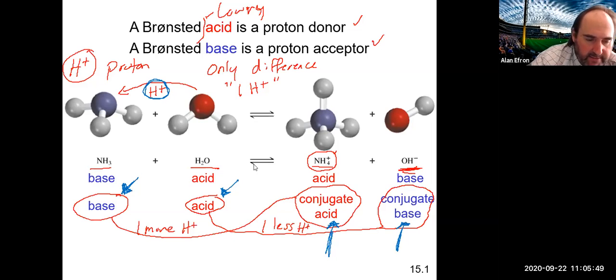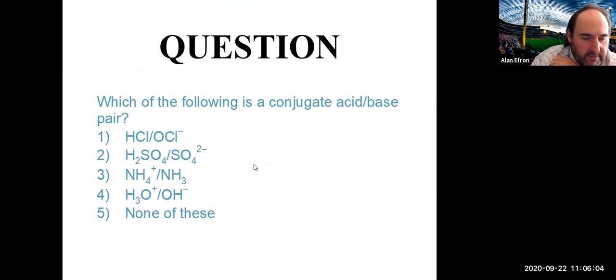Question on that there? All right, so why don't you take a second here, look through these and determine which of these are acid conjugate base pairs.